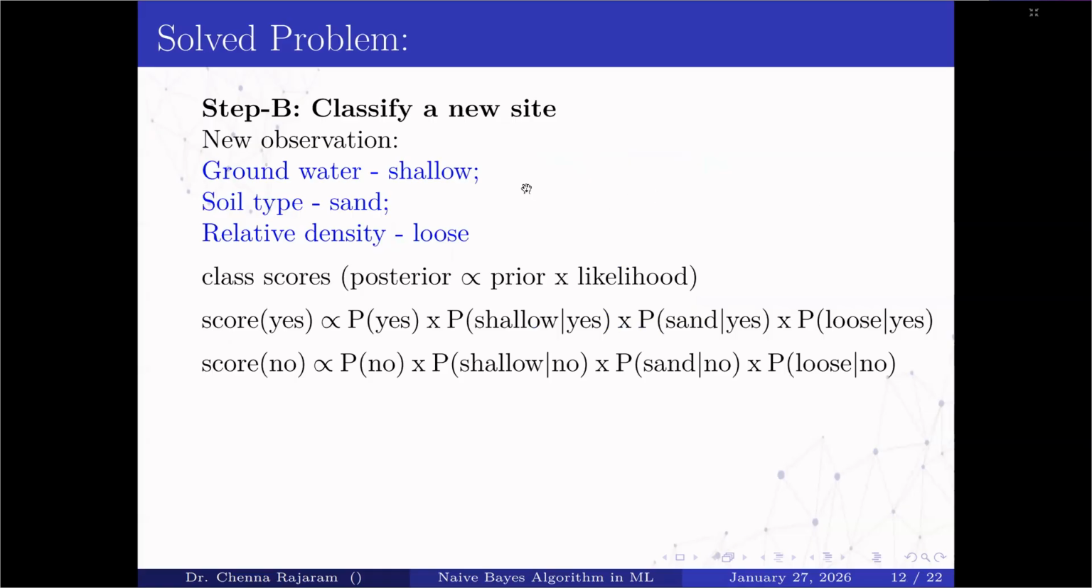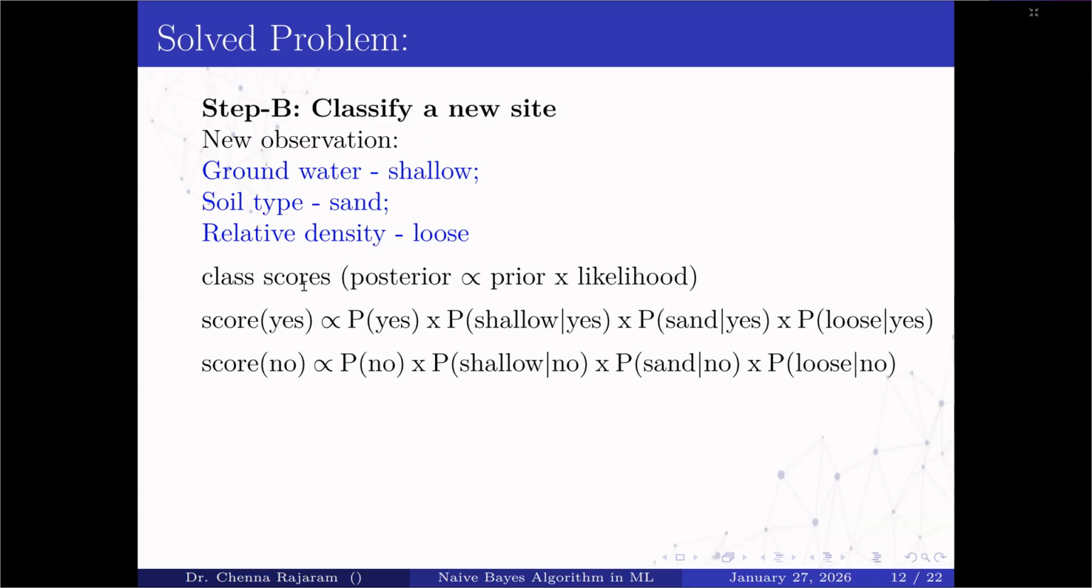Then classify a new site. So far the probabilities are calculated for all the features given in the table. Now we need to classify a new site. For the new site, the observations are groundwater is equal to shallow, soil type is equal to sand, and relative density is equal to loose. With these conditions, we have to tell whether the new site liquefies or not.